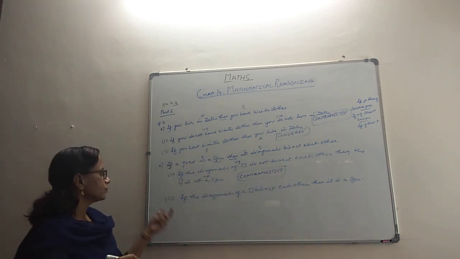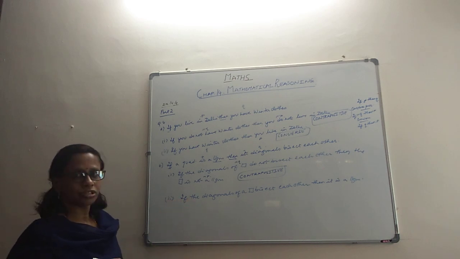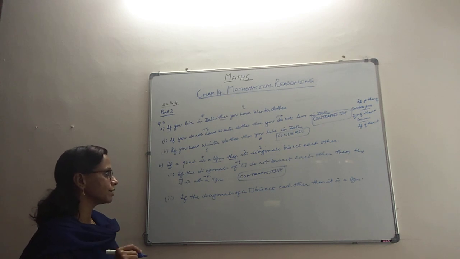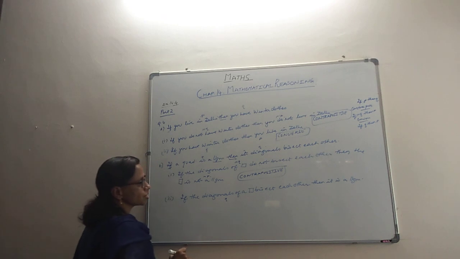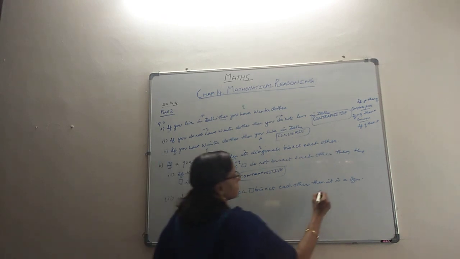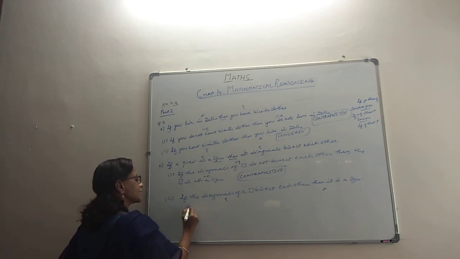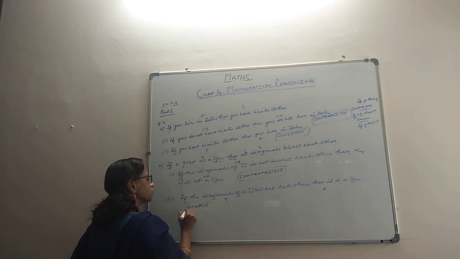Then, if the diagonals of a quadrilateral bisect each other, then it is a parallelogram. If Q then P, it has to be converse. So this statement is converse. Very easy to identify once you have this PQ affair.